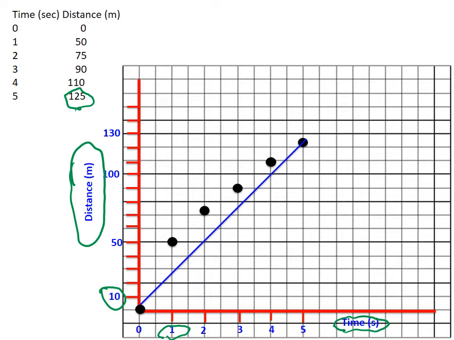So I have a time and a distance graph here. Time is always on the x-axis. Distance in this case will be on the y variable.